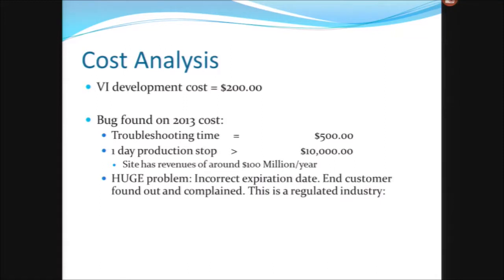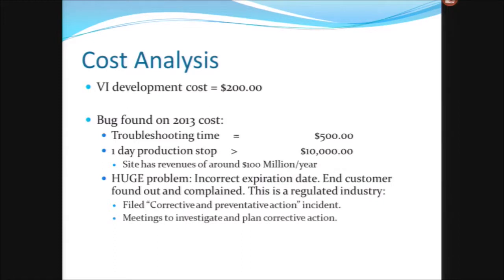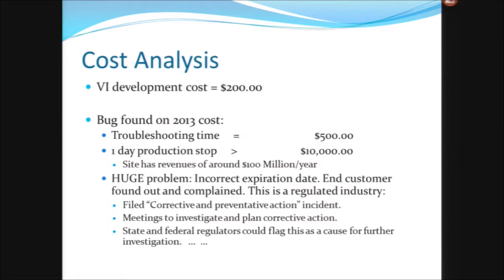This is a regulated industry, so this means that they had to file a corrective and preventive action incident. They had to have meetings to investigate and plan a corrective action. They had to make sure that the state and federal regulators did not find out, because if they find out, they could flag these as a cause for further investigation, and the site could get closed, right?